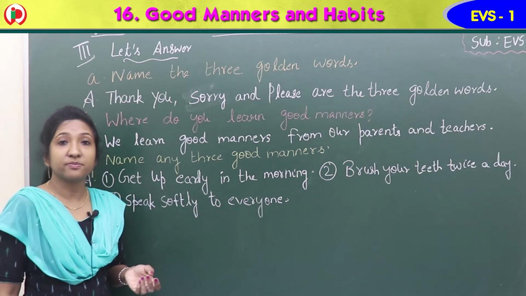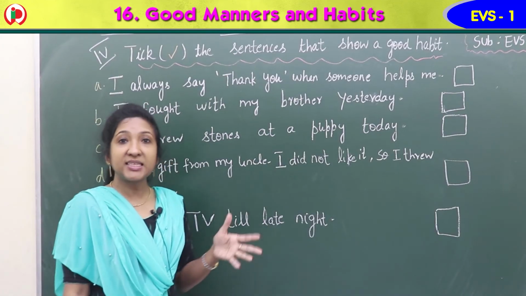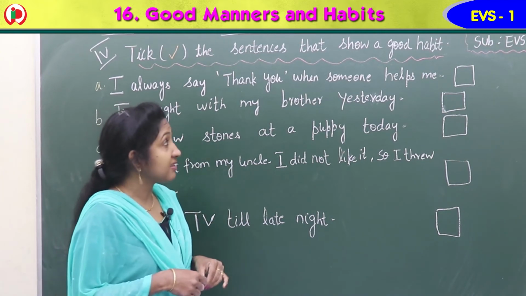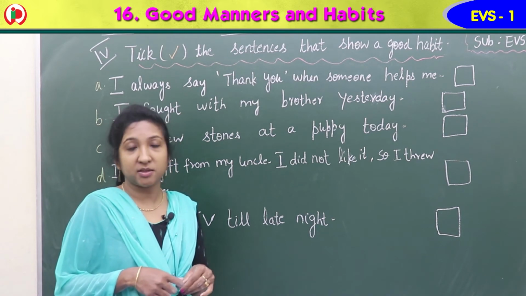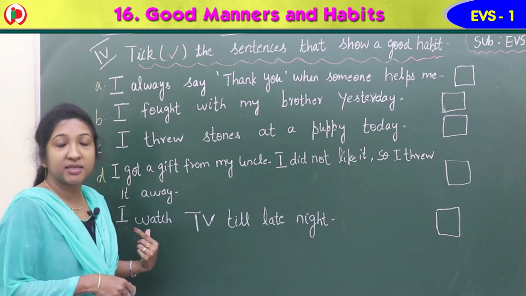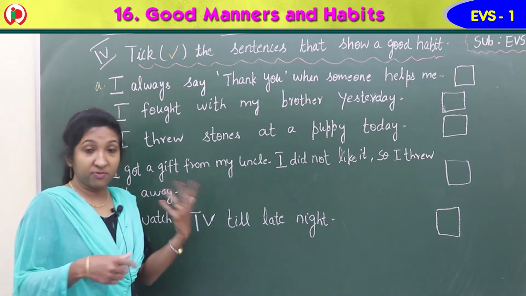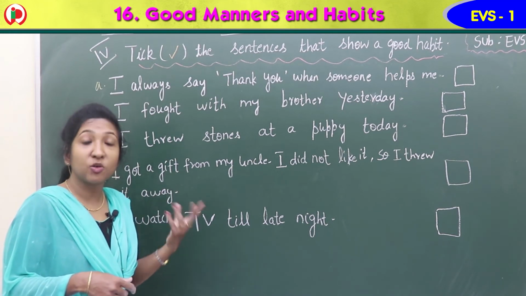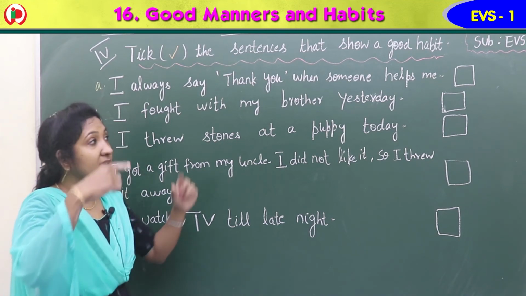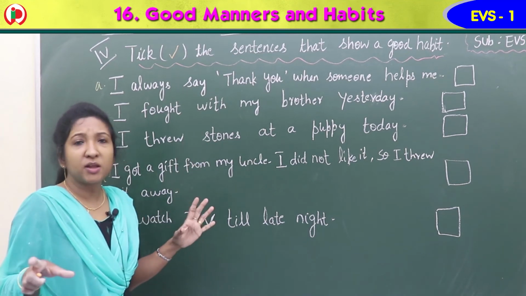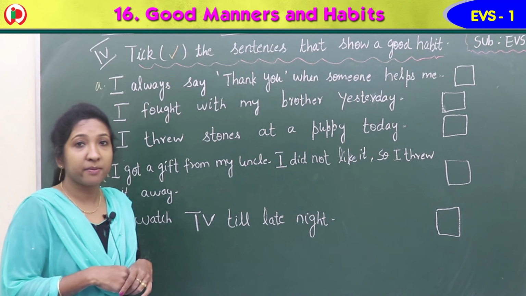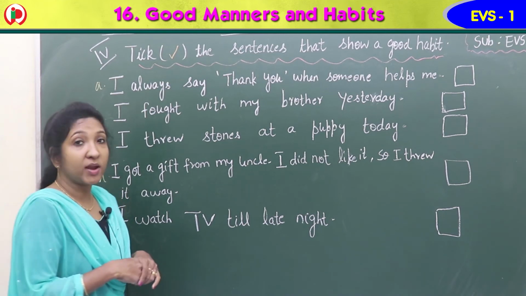Okay, children? Yes, children. So, our next exercise in the workbook is exercise 4. Take the sentences that show a good habit. So, here 5 sentences are there, A, B, C, D, E. You have to check whether the sentences show a good habit or not. If it is a good habit, then you have to put a tick in the square box. If it is not a good habit, then you should not put the tick. You can put a cross. Okay? Yes. So, the first one, A.